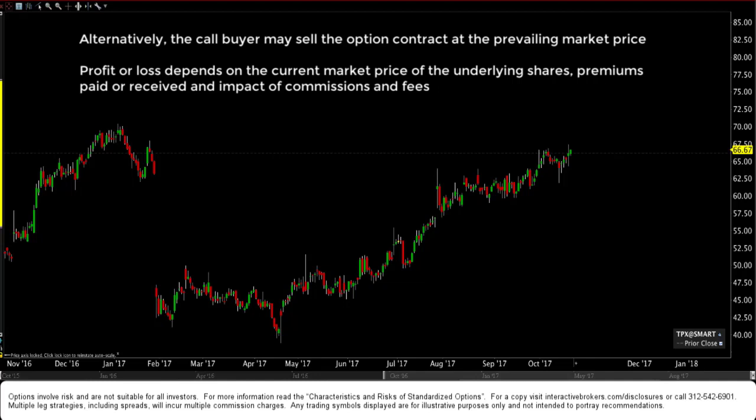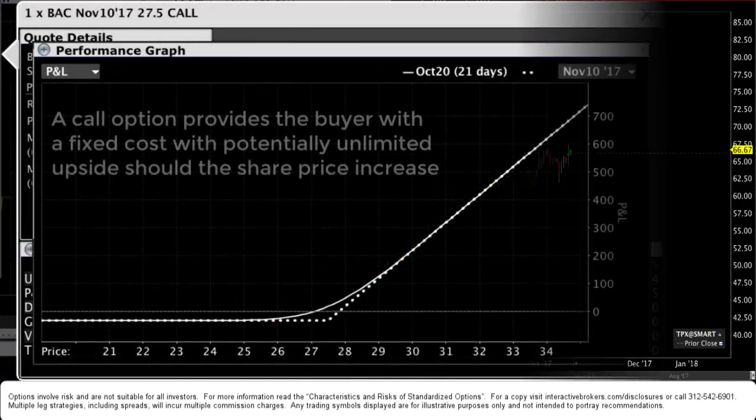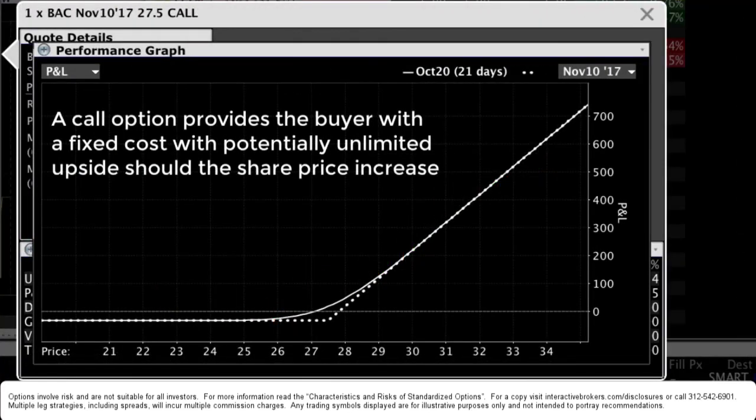As we did in the first video, in calculating break-even points, we'll disregard the cost of commissions for simplicity, but please remember that commissions are an added cost and should be considered when calculating break-even points. Information on commissions and fees can be found on the IB website. A call option provides the buyer with a fixed cost with potentially unlimited upside should the share price increase.